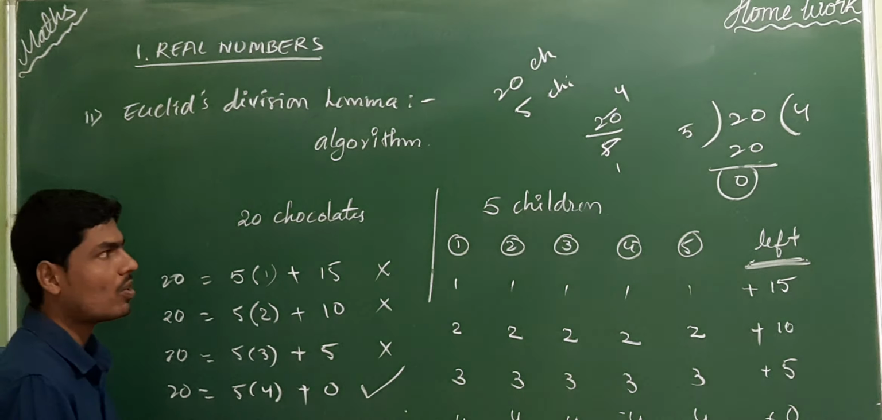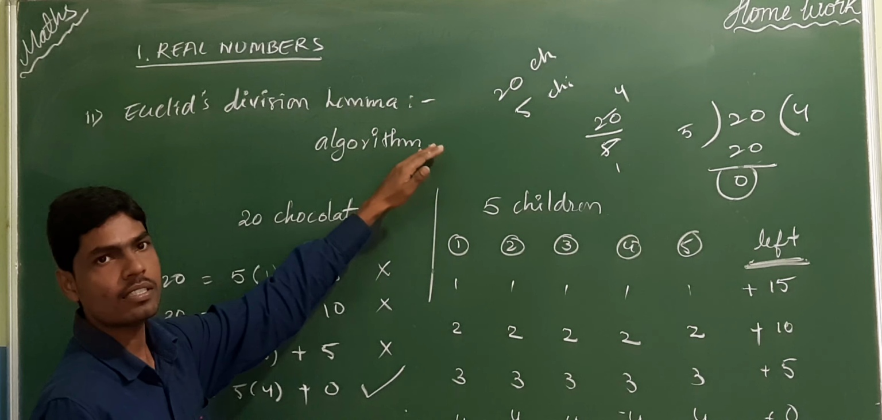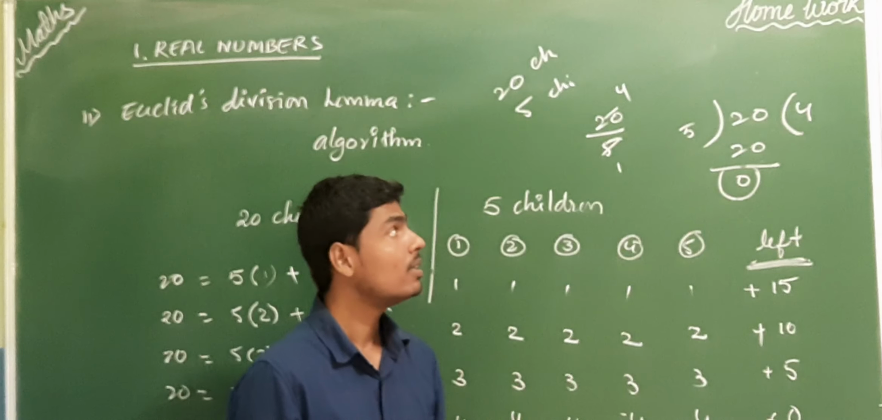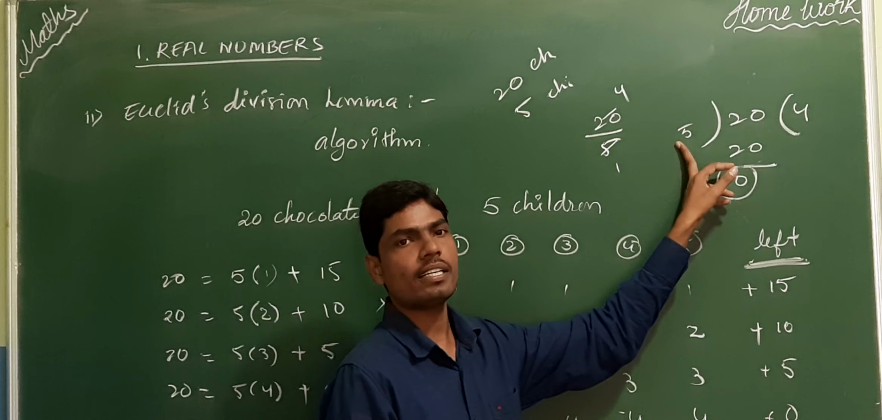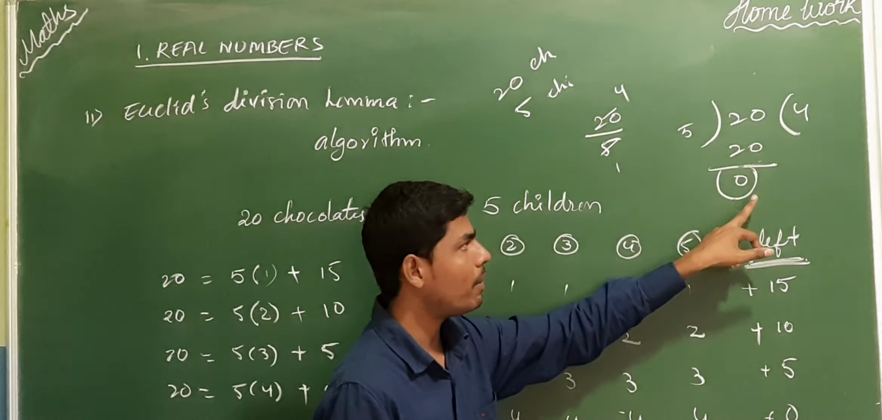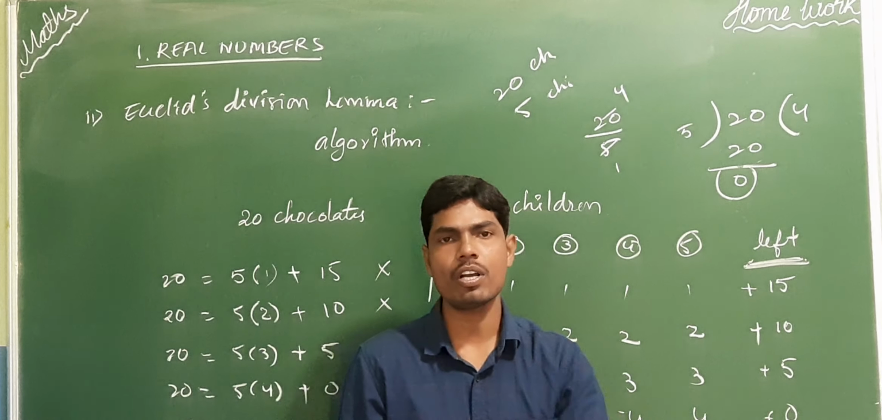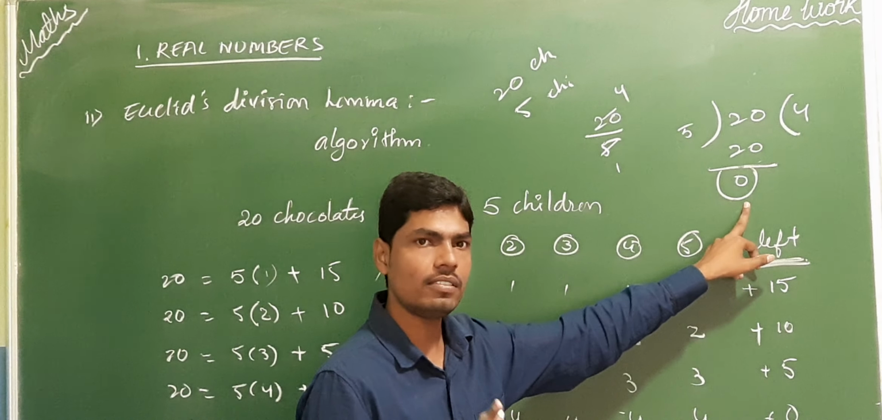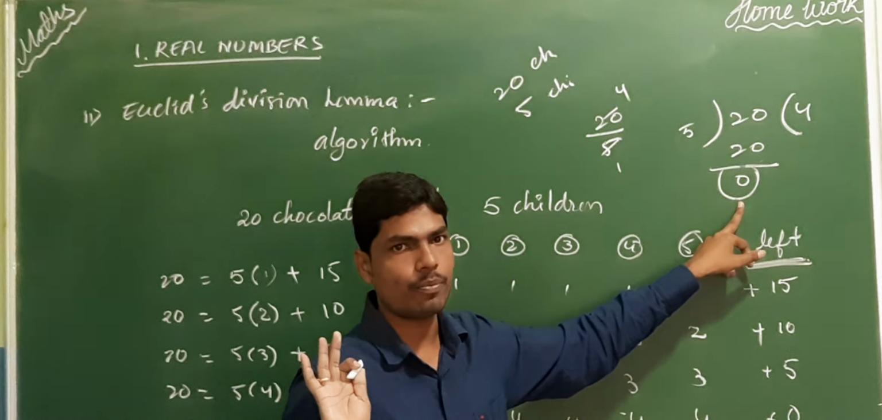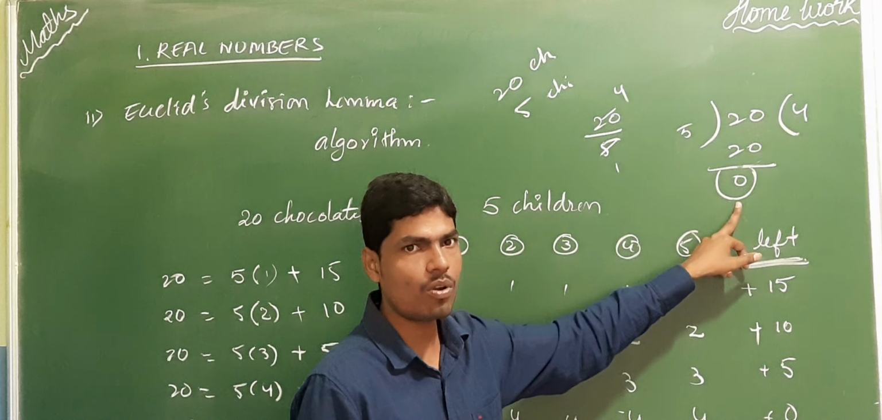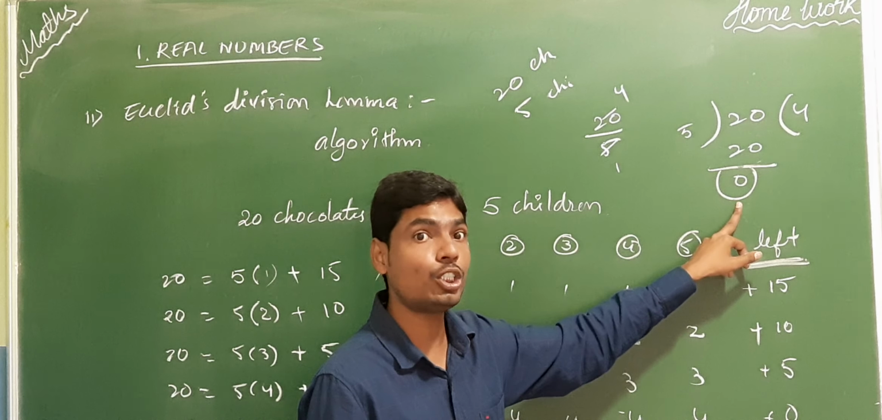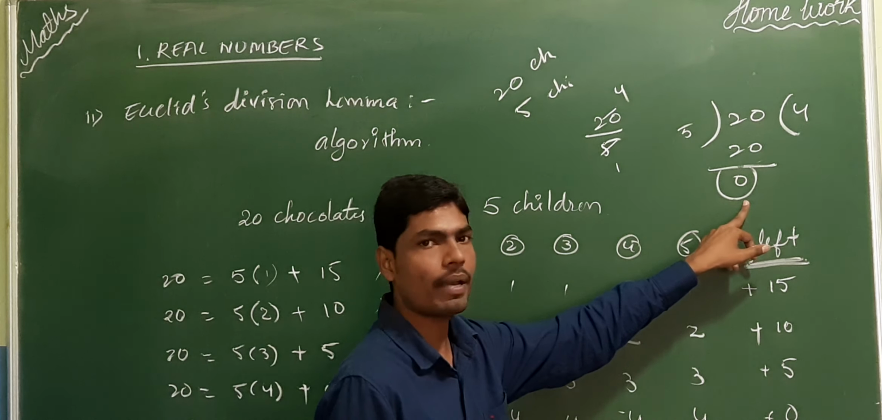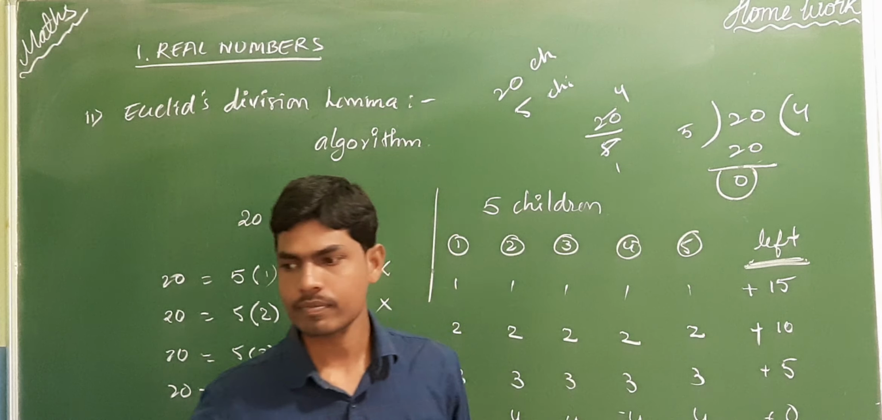So this is the process to apply Euclid division lemma. First we should focus on the divisor and remainder. Now enter into the concept that the remainder is always 0 or more than 0, but it should be less than the divisor.